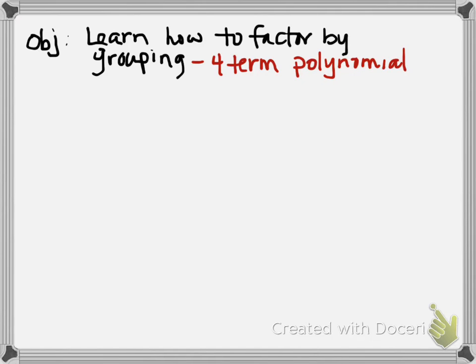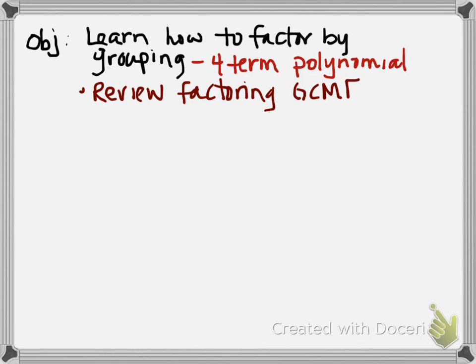Now, embedded in this is looking for GCMFs. Okay, so embedded is that, and embedded in the embedding is their exponent rules. Because when I'm factoring out, I'm dividing, so I have to divide the coefficients but subtract the exponents of like terms. So we're going to be implicitly reviewing exponent rules.